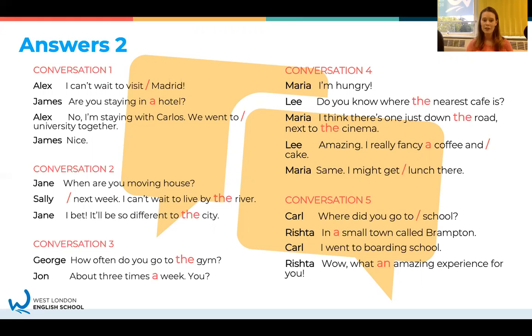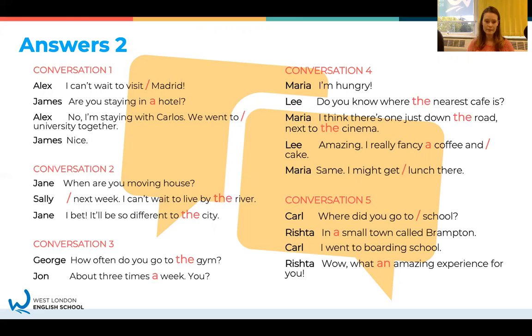The next one, we went to university together. Now remember we said there are some nouns that don't have an article. One of those was school. University, college, they come in the same bracket. I don't say the school, the university, the college. We don't use anything.